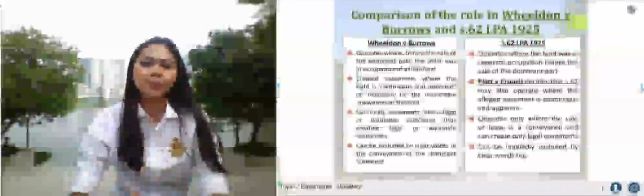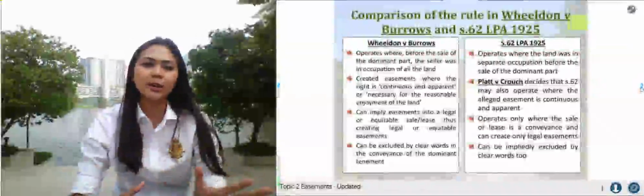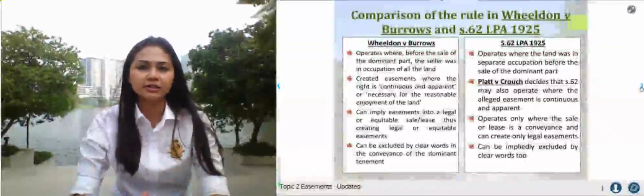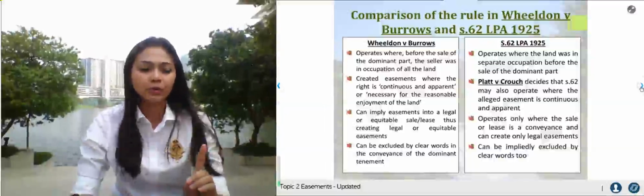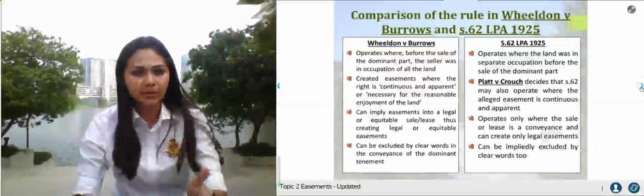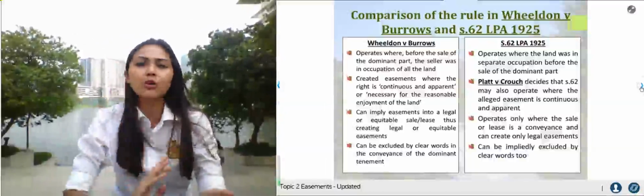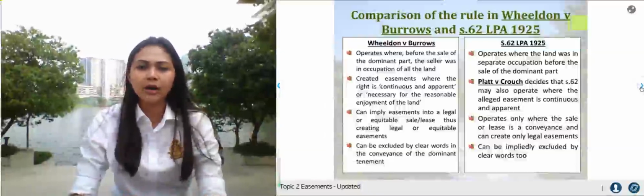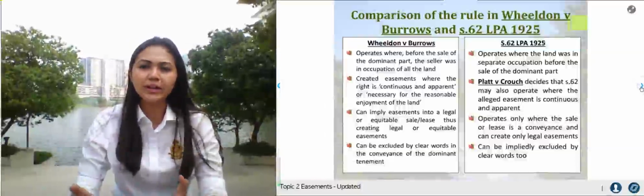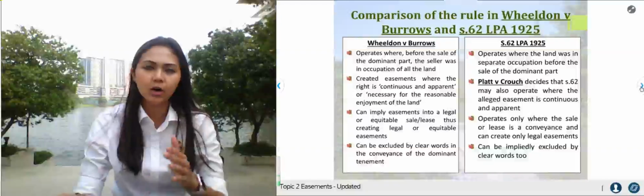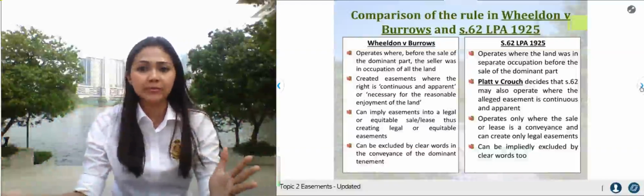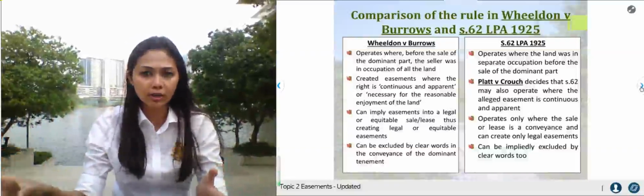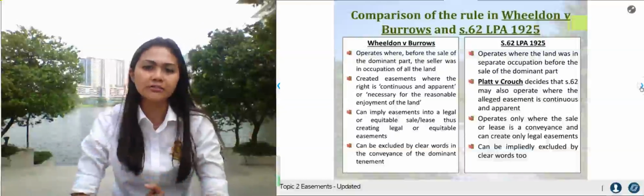Alright. I've also prepared a chart to compare the differences between Wheeldon and Burrows and section 62. Under Wheeldon and Burrows, remember that one special characteristic is that you have one owner with initially one plot of land and subsequently he subdivided it into two plots. That is where the rule of Wheeldon and Burrows will be applicable. But with respect to section 62, you have two plots of land and it operates where the land was in separate occupation. So two plots of land owned by Mr. Adam and Mr. Benjamin. Then you end up selling the dominant land, and the question is whether the owner of that new dominant land is entitled to use the easement on the servient land.